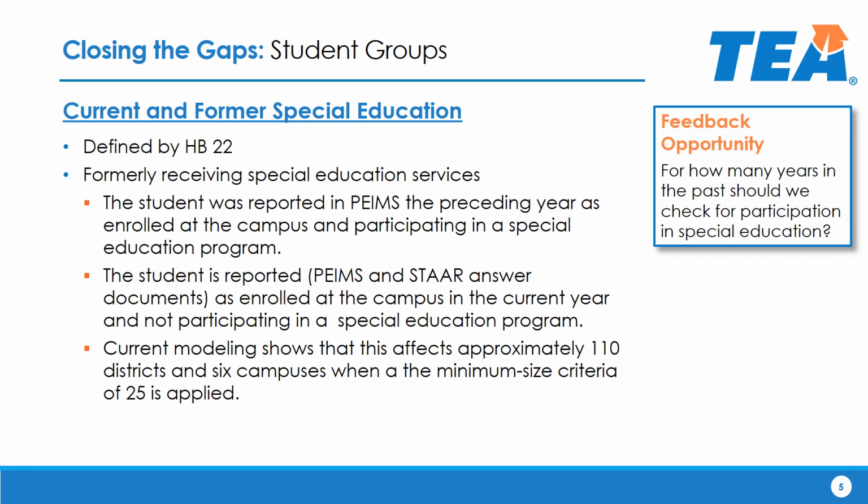So currently, our current modeling uses 2 years of former special education. So this is a feedback opportunity for how long in the past should we look to see if a student has ever been served by special education. Like I said, currently we're looking at 2 years. Should we use 3, 4, maybe more?